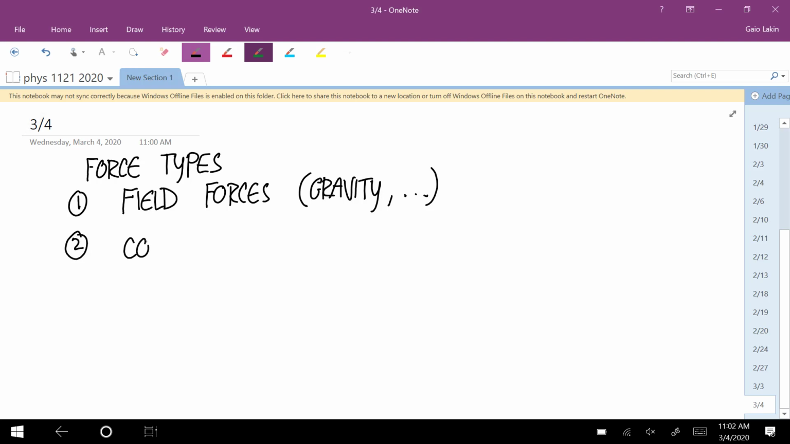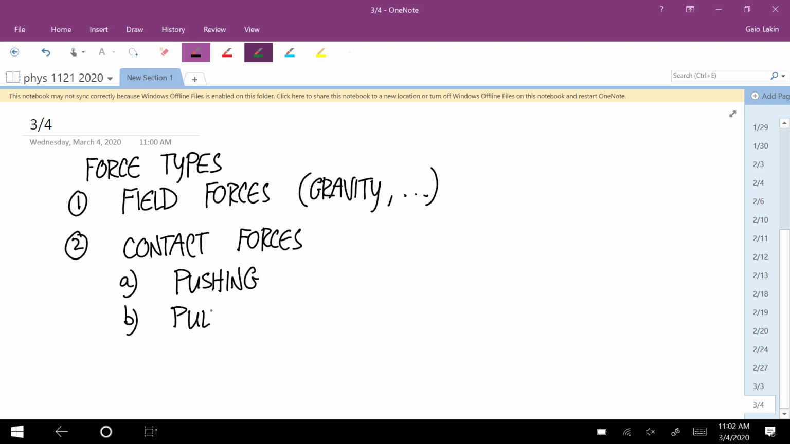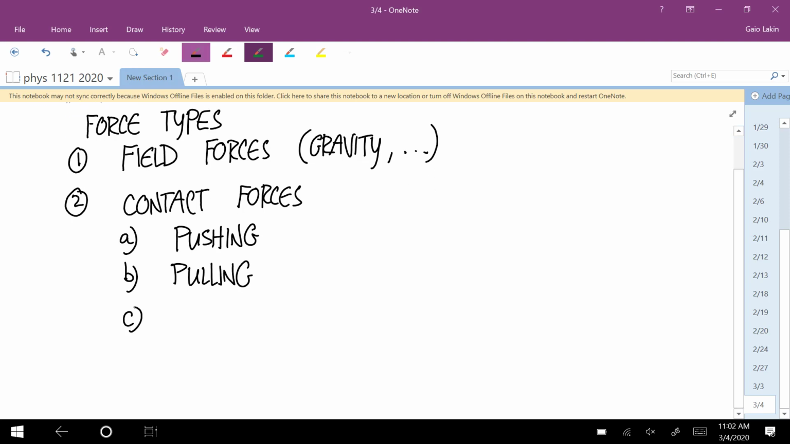Then we have the contact forces. And the contact forces are broken up into 4 categories. The first one is pushing contact. The second one is pulling contact. The third one is friction. And the fourth one is spring forces.